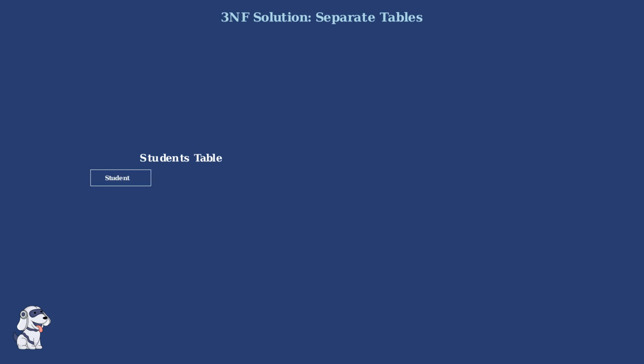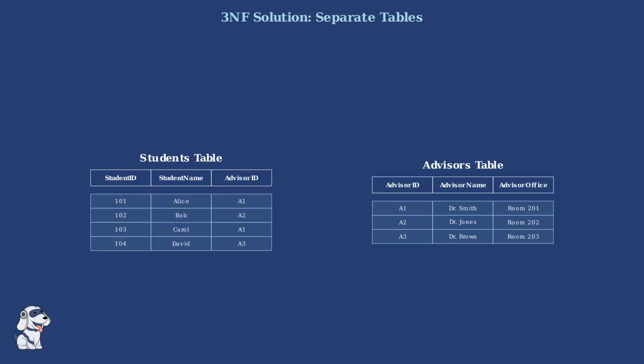To achieve third normal form, we split the original table into two separate tables. The students table contains only student information and the advisor ID as a foreign key. The advisors table contains all advisor-specific information. This eliminates the transitive dependency because advisor information now depends directly on the advisor ID primary key in the advisors table, not indirectly through the students table.